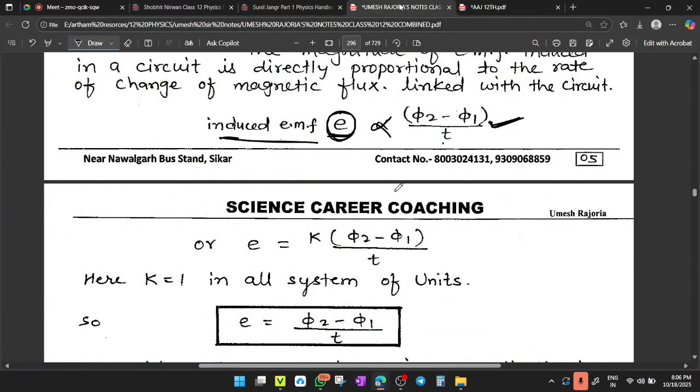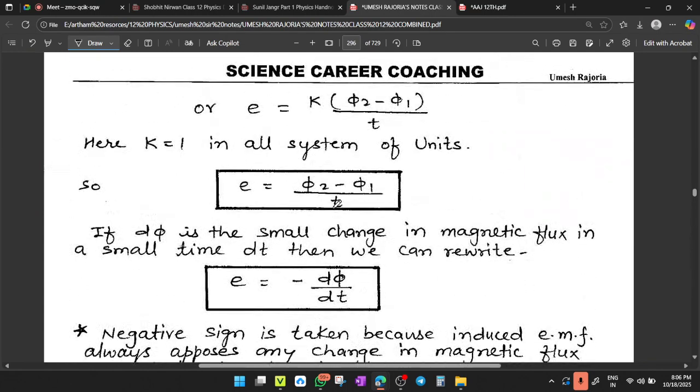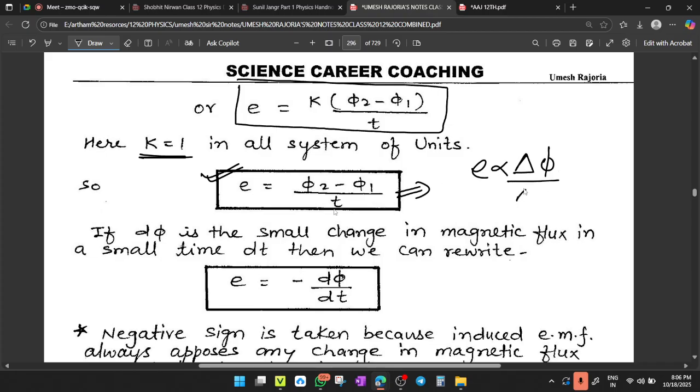So place a value of the constant here: E is equal to K times phi 2 minus phi 1 upon T. In all systems of units, the constant K, derived experimentally, has the value 1. So E is equal to phi 2 minus phi 1 upon T, which is change in flux upon change in time. We have already seen that E is proportional to delta phi upon delta T. Clear? In calculus form, you can write E is proportional to d phi by dt. So I'm solving here.